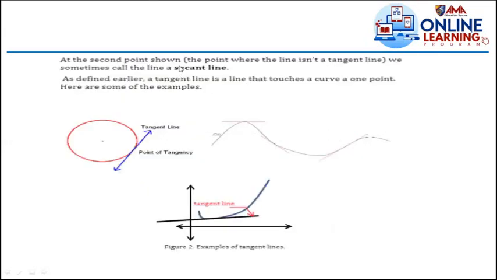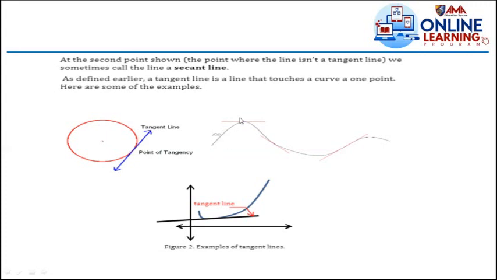At the second point shown, the point where the line is not a tangent line, we sometimes call the line a secant line. Okay? As defined earlier, a tangent line is a line that touches a curve at one point. Here are some of the examples. So we have the ellipse, no? Then our tangent line touches the curve, and this is now your point of tangency. And the line is parallel to the graph or to the curve.